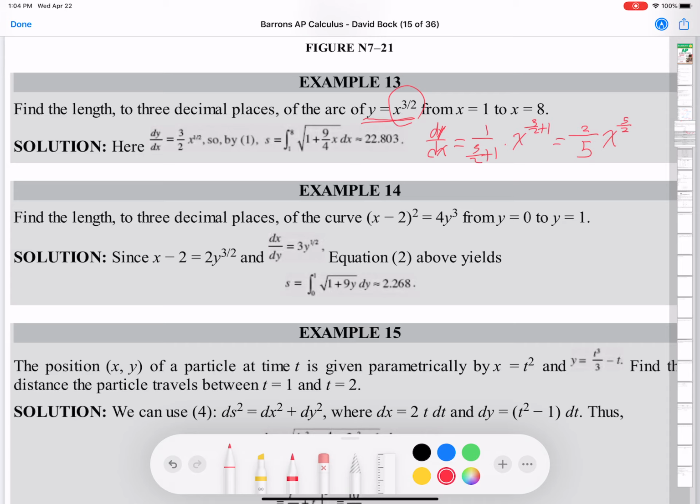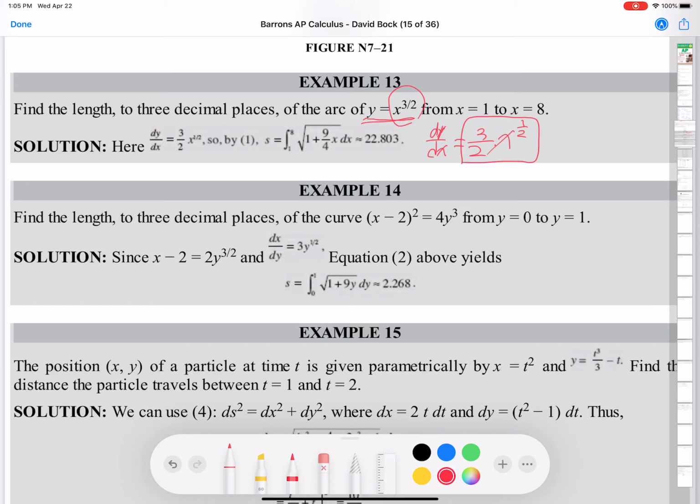I'm sorry, it is the integral. I have to find the derivative. That's my bad. Okay, quickly fix it. Derivative, so 3 over 2 times x to the n minus 1 powers 1 half. Yes, you can use that.